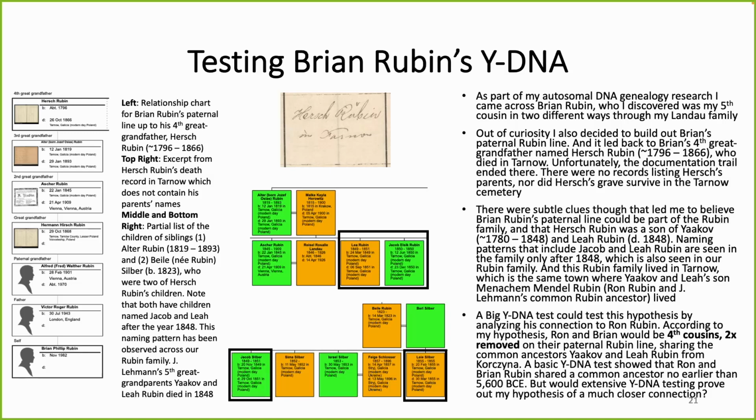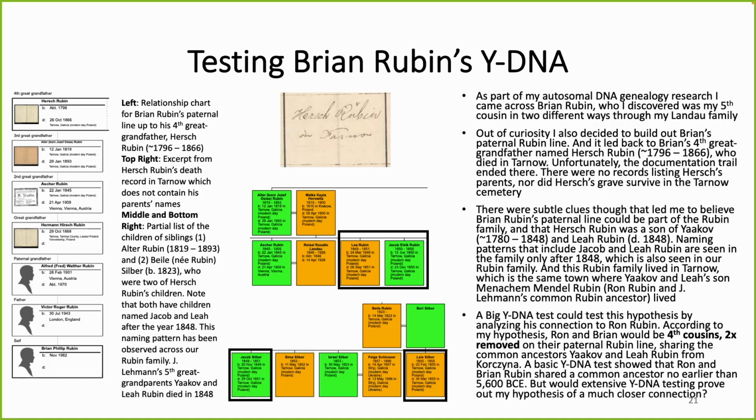So again, in Ashkenazi naming, a child is only named after a deceased ancestor, not a living ancestor. And so that's why these names start to appear after 1848, when those ancestors had passed away, when the older Yaakov and Leah, who lived in this town called Korchina, passed away.